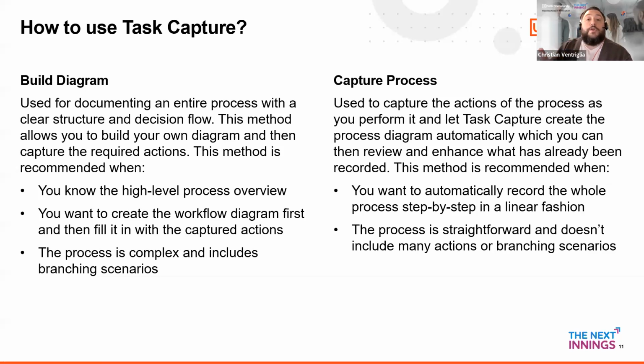Basically, what we would do is build the flow chart using the diagramming tool. And then once we've built out the flow chart, we could then populate the specifics of the flow chart using the capture process piece of the tool. And so that's that hybrid approach. But we'll also want to use build diagram whenever there's complex branching scenarios. If the process isn't linear and straightforward, it's easier to build the diagram first and then populate using the tools to capture things automatically.